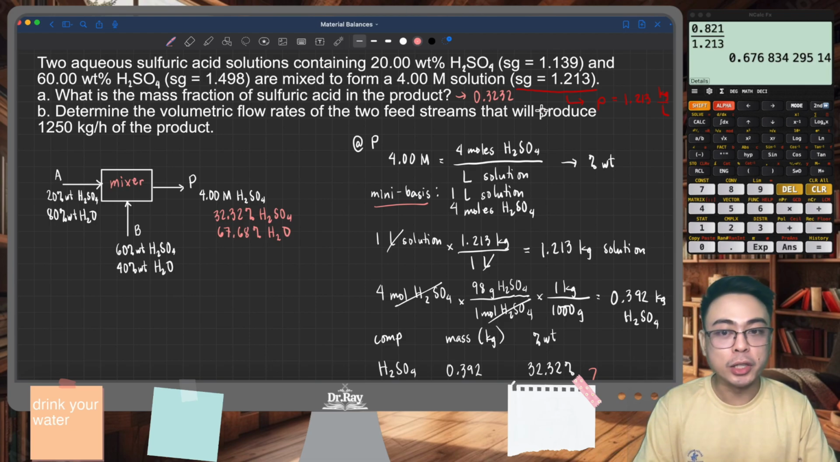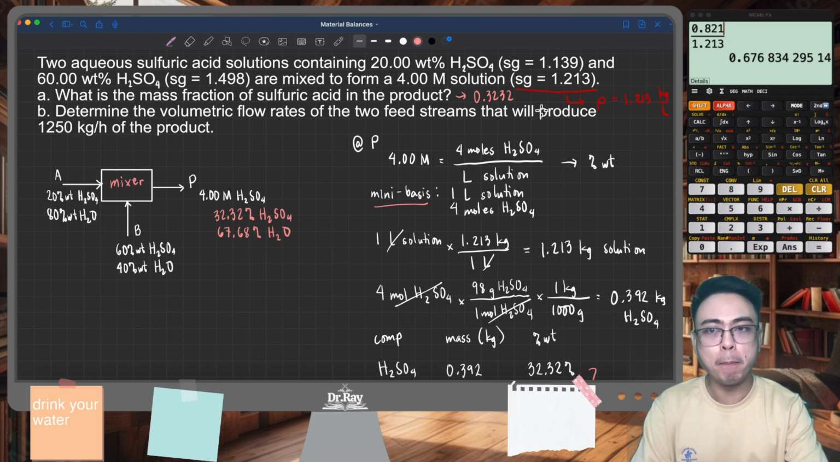Okay, I hope that you get the difference between a mass fraction and a percent by weight or percent by mass. The difference is just a little bit of a difference, but in some cases, it's best not to be confused with that difference.